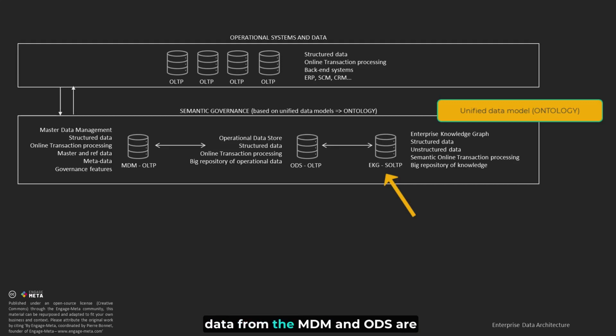Indeed, data from the MDM and ODS are located into the EKG in the form of nodes and relationships with direct correspondence. That is, each record from the MDM and ODS becomes a node, and each foreign key becomes a relationship between two nodes. In other words, one could consider that the data schema of the EKG is dynamically elaborated from the data injections from MDM and ODS. This is an approach I qualify as free data schema to differentiate it from no data schema.